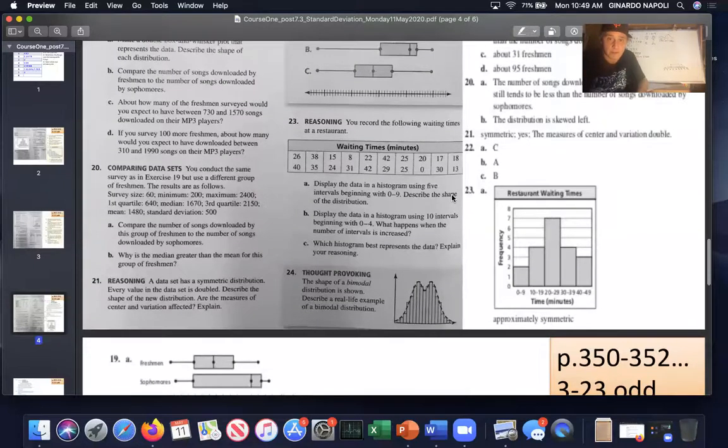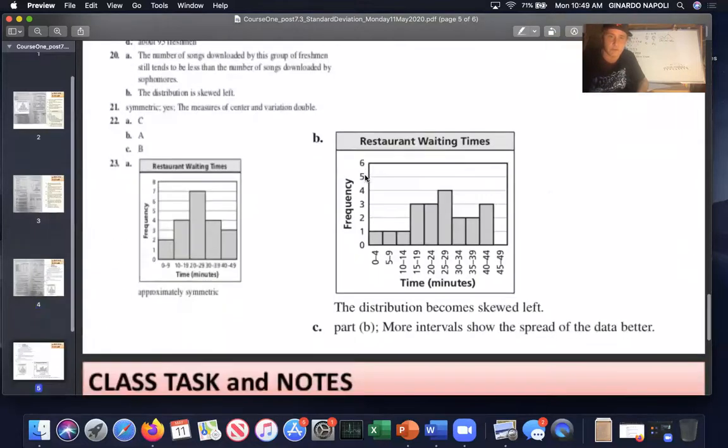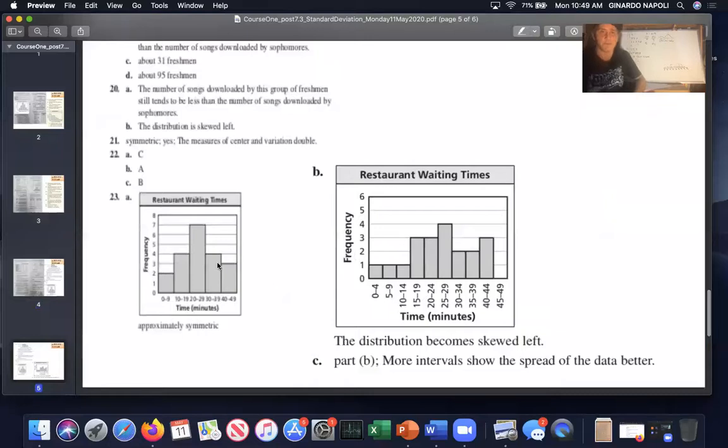All right, and then here, 23, you had two different ways of making the histogram using these intervals, right? And so this is what you would have gotten. And so you notice, going by intervals of 10 and going by intervals of 5, intervals of 10, it looks symmetrical. Intervals of 5, it doesn't. It looks left skewed. All right, so that's what's tricky about histograms and box and whiskers.